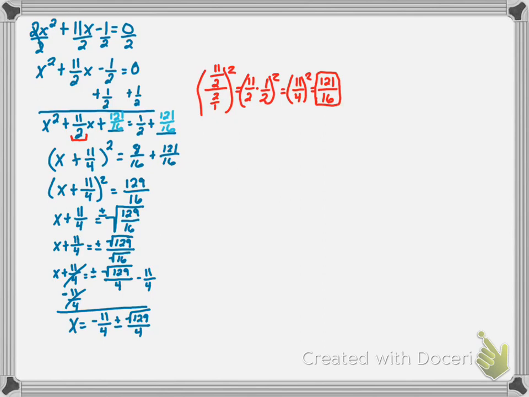So if we're going to do that, our final answer then would be x equals a negative 11 plus or minus the square root of 129 all over 4. So there's the answer that we're looking for on this particular problem.